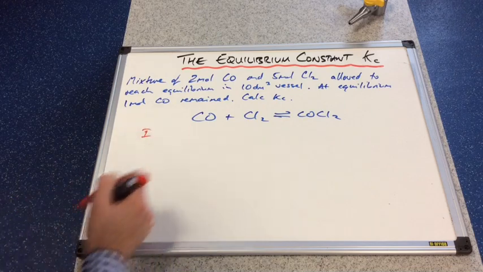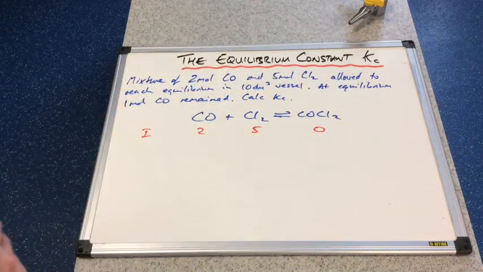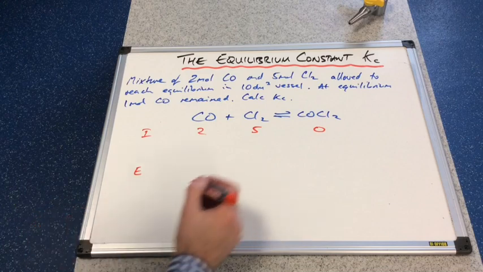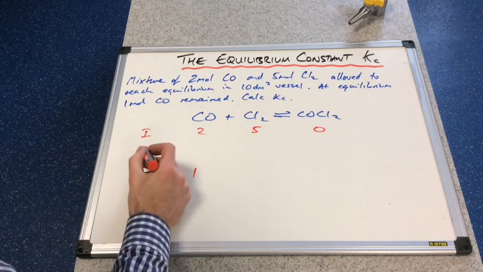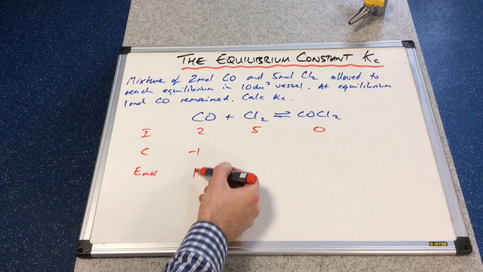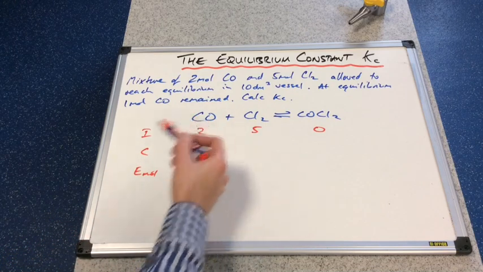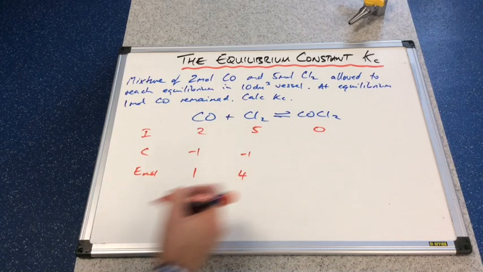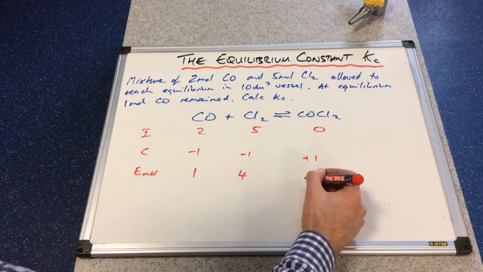So initial is 2 of that and 5 of that, no COCl2. At equilibrium, 1 mole of carbon monoxide remained, so we've got 1 mole left. Remember, these are the moles. So the change is obviously a drop of 1 mole. Started with 2, got 1 at equilibrium, so we've lost 1. The mole ratio between these two is 1 to 1, so this will also lose 1 mole and go to 4. 1 to 1 still, so this will go up by 1 mole, and so we will have 1 mole at equilibrium.